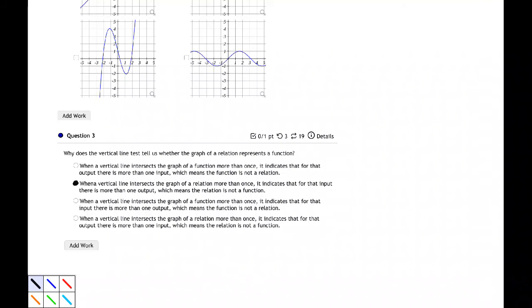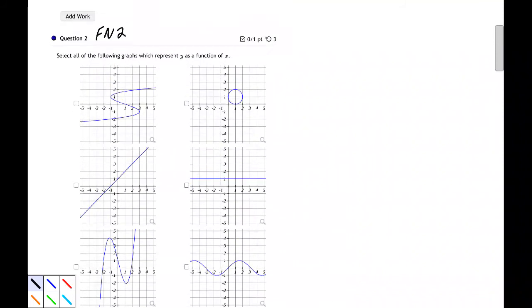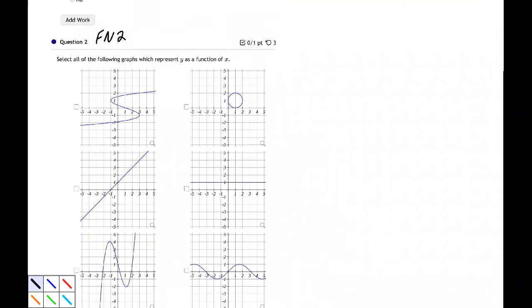Why does the vertical line test tell us whether a relation is a function? The graph of a relation represents a function when a vertical line intersects the graph of a relation more than once, it indicates that for that input, there is more than one output, which means the relation is not a function. So if we can draw a vertical line that will intersect our graph more than once, then it is not a function. That's kind of like saying our x's repeat.